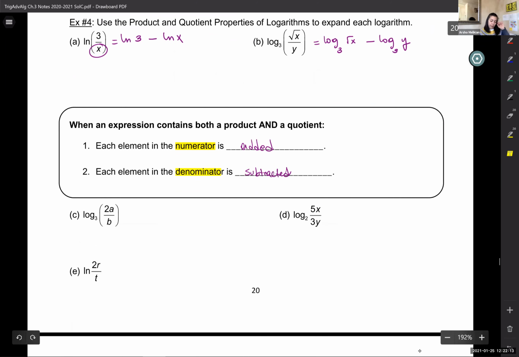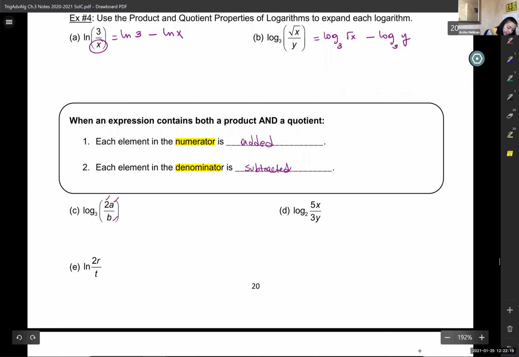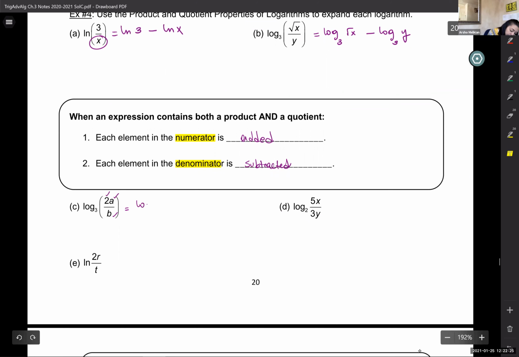So let's do this first one. Look, how many terms do I have? I have a 2, I have an A, I have a B. That's 3. So I start, okay, log base 3 of 2. That's in the numerator, right? So it's positive. Next, A. A is in the numerator, so it gets a plus sign. Next, it's B. That's in the denominator, it gets a minus sign. Okay?